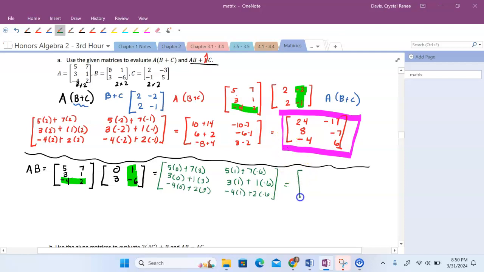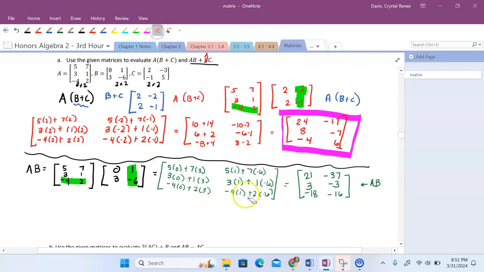Okay, so if I simplify those, I get 0 plus 21, which is 21. Here I get 0 plus 3, which is 3. Here I get negative 24 plus 6, which is negative 18. Here I get 5 plus negative 42, which is negative 37. Then I get 3 plus negative 6, which is negative 3. And then negative 4 plus a negative 12, so negative 4 minus 12, which is negative 16. Okay, so this is my A times B.